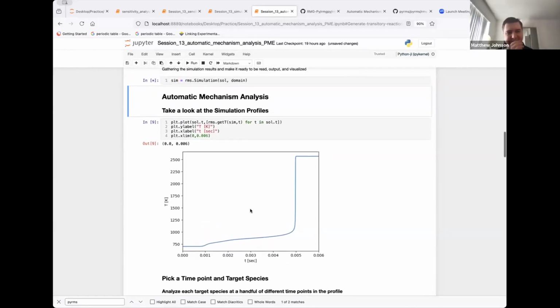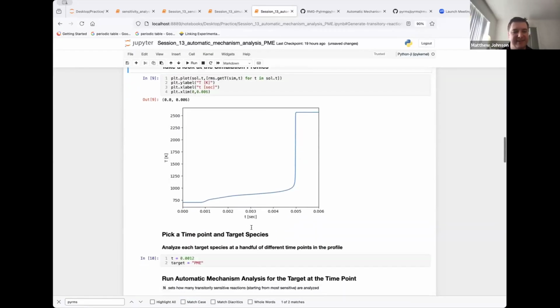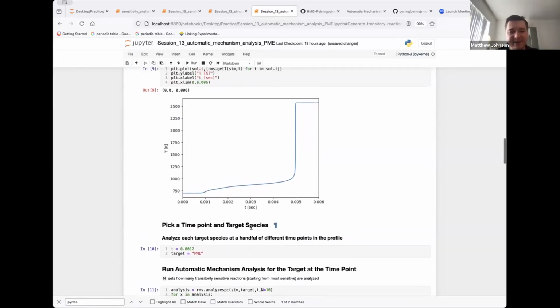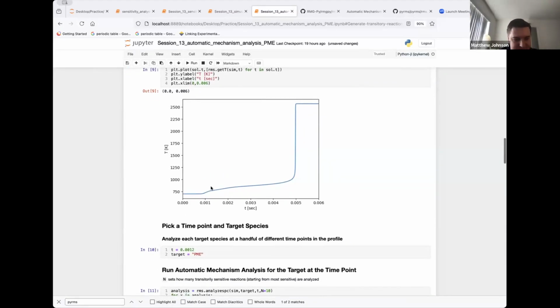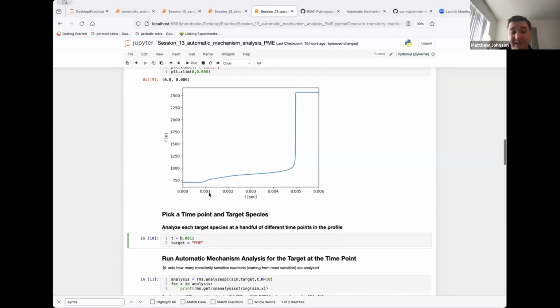So when we're doing this automatic mechanism analysis, we want to look at these. First, you kind of want to look at these simulation profiles and see picking where your time points that might be useful to run transitory sensitivities at, or time points to run this automatic mechanism analysis at that I'll show you. So in this case we might pick this 0.012, which is right after the chemistry starts to trigger. This isn't the only important time point here, but it's one point that would be worth looking at.